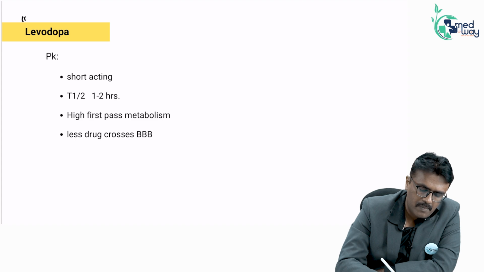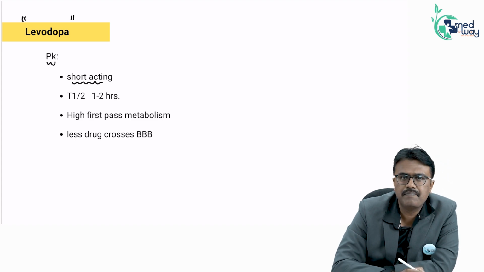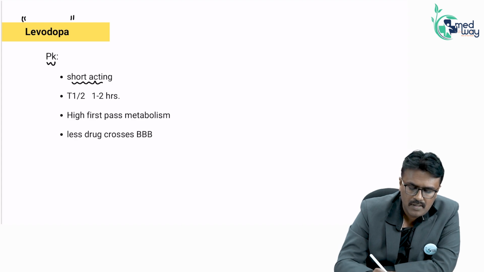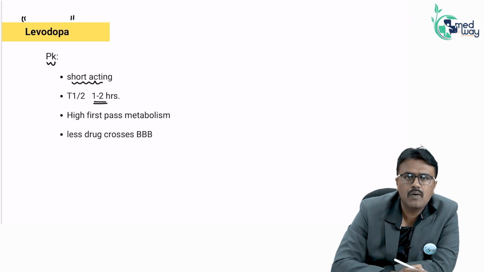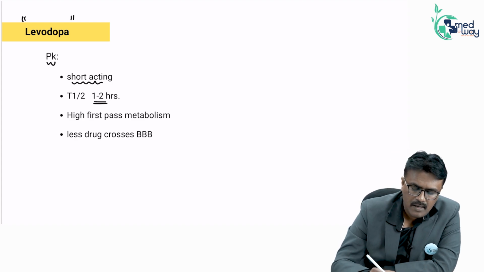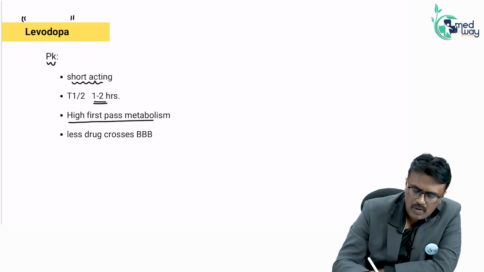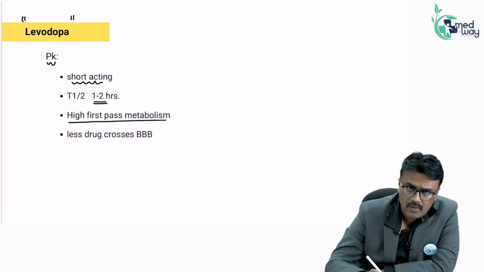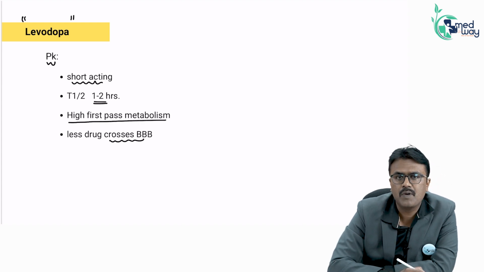When I talk about levodopa pharmacokinetics, the drug is very short acting. If you see the half-life of the drug, it works for only 1 to 2 hours. Half-life is 1 to 2 hours. So the drug is taken 3 to 4 times a day. Even when we give the drug orally, it has high first pass metabolism. And yes, it crosses the blood-brain barrier, but the crossing is also very less. Why is it very less?